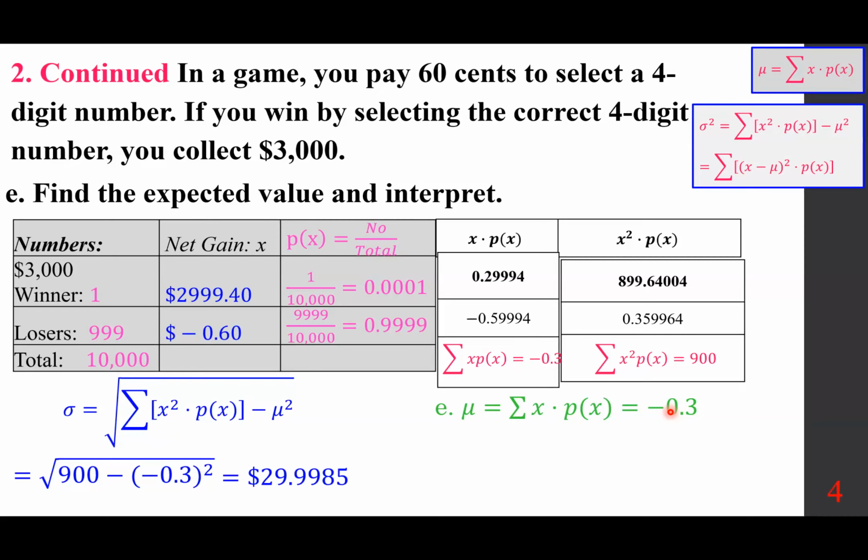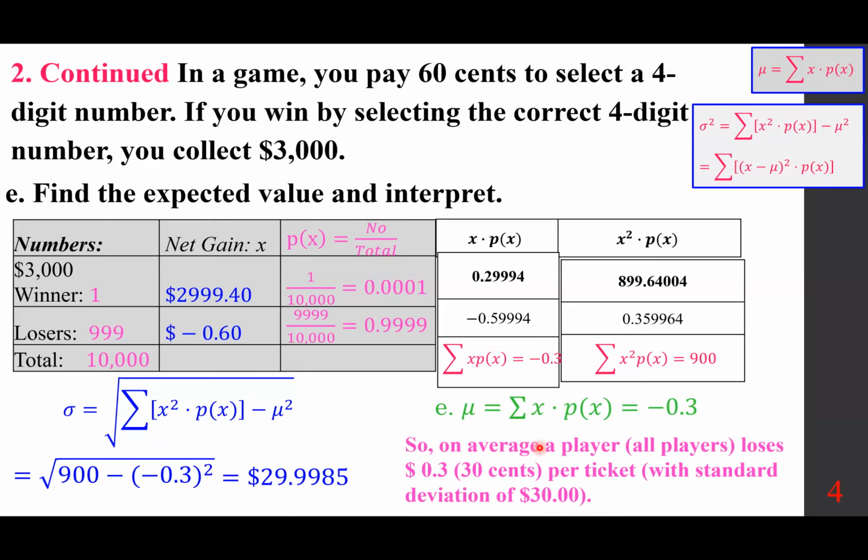Now, what does it mean? This is the thing that we want to pay attention to. On average, a player, that means any player, that means all players, loses 0.3, this expected value, because it's negative. If it were positive, that would be a gain. 0.3 means 30 cents per ticket, with a standard deviation of, this one we really go with, $30.